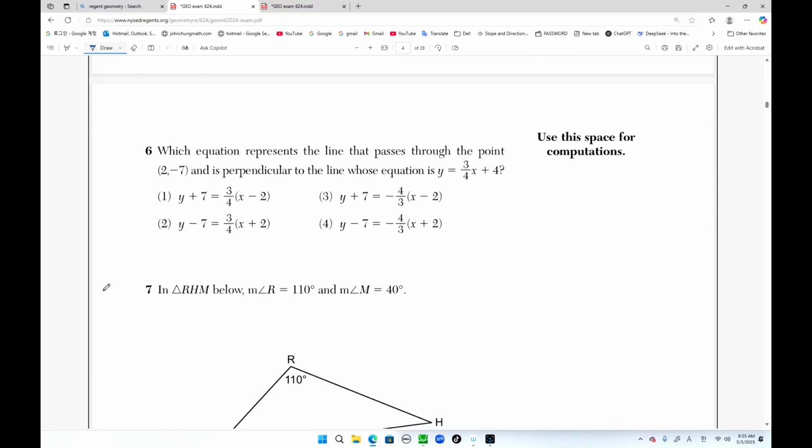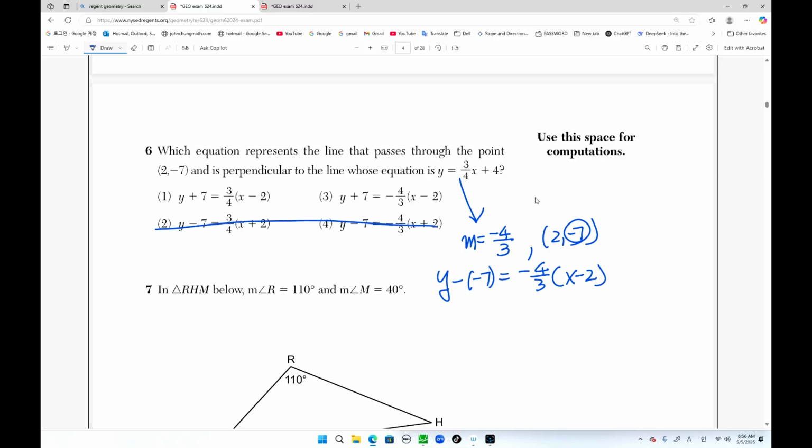Right, number 6. The line passes through the point 2 and negative 7 and is perpendicular to the line whose equation is y equals 3 over 4 x. So the slope is perpendicular, right? Negative reciprocal. So slope will be negative 4 over 3. Pass through the point 2 and negative 7, right? So use point slope form. Y minus negative 7 equals negative 4 over 3 times x minus 2, okay? So y plus 7. It should be slope is negative 4 over 3, okay? Option C is the answer.